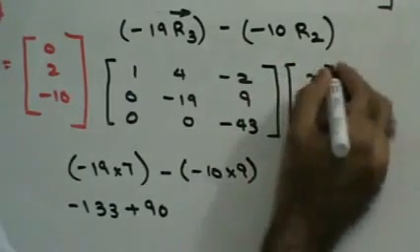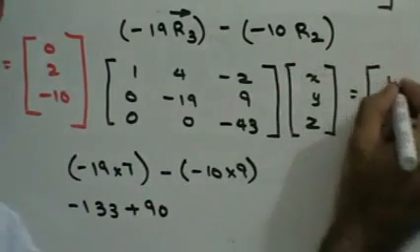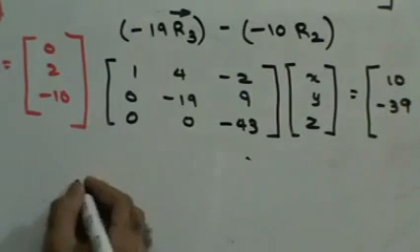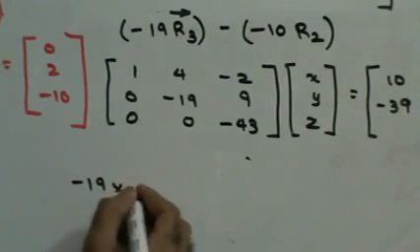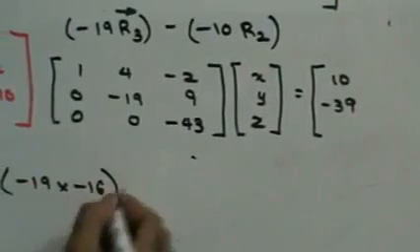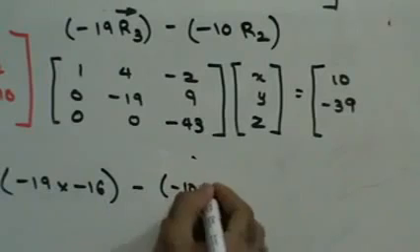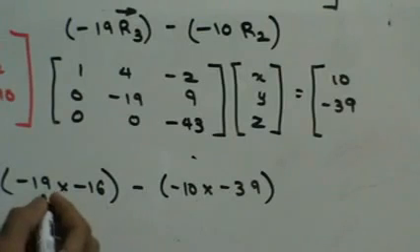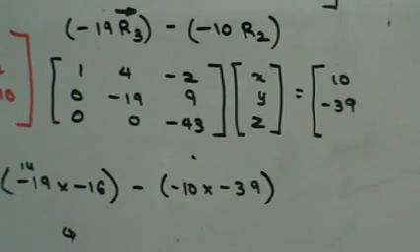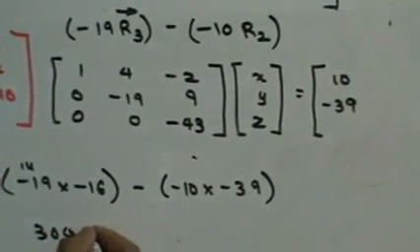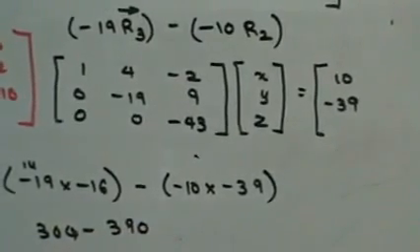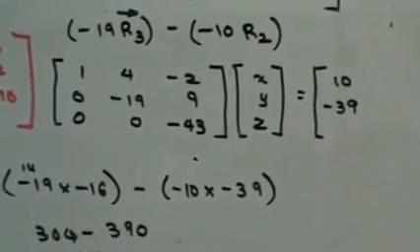X, Y, Z. This is 10, minus 39. Now this is going to be minus 19 into minus 16 minus 10 into minus 39. 16 9s are 144, carry over 14. 16 20s are 30, 304 minus 390. That is going to be minus 86.